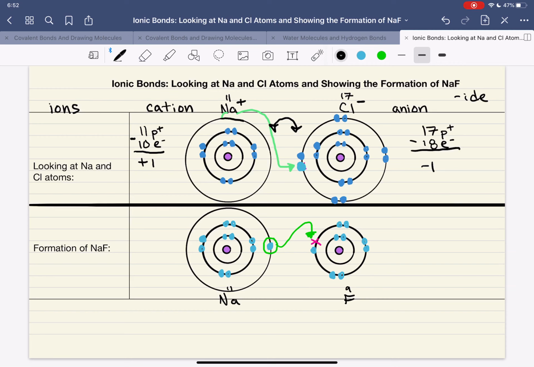We can calculate the charge. So sodium lost one of its 11 electrons. So now it has a net positive charge. Fluorine gained one more electron, so now it has 10. Has a net electrical charge of -1. Positive likes negative, they're going to be attracted to one another. There you go. Sodium fluoride.